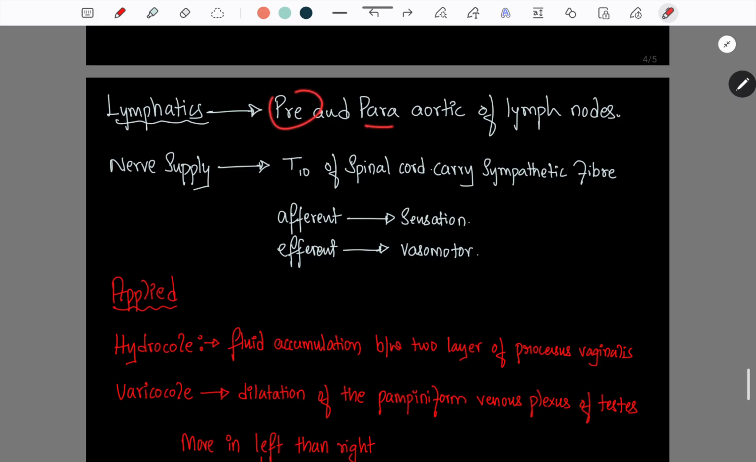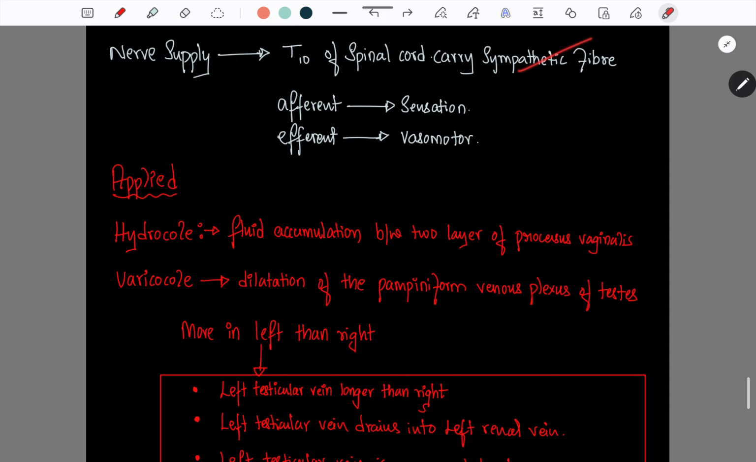Lymphatics: pre and para aortic lymph nodes. Nerve supply: T10 of the spinal cord carries sympathetic fibers. Afferent sensation, it goes; efferent from the brain, vasomotor sympathetic fibers.